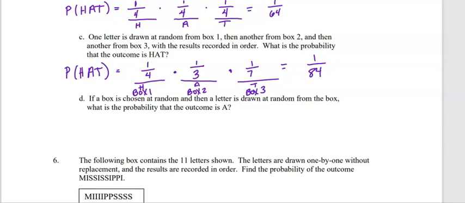So if you think about this, this is multi-stage again, because you're going to choose a box, then you're going to choose a letter. And so if I want the probability of getting an A, there's 3 ways that can happen.